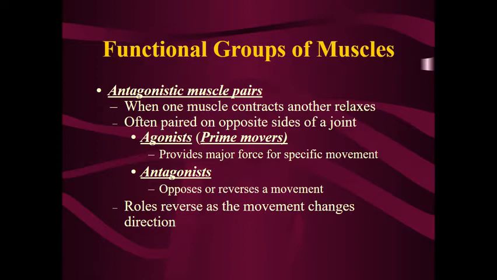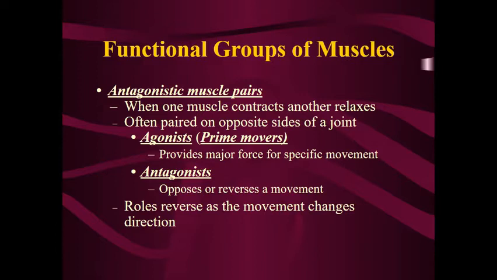The thing about antagonistic muscle pairs is that whatever the agonist and antagonist are, the roles can reverse as the movement changes direction. So if we think about bending our elbow, when we bend our elbow, the agonist is the bicep, and the antagonist would be the tricep. And that's because the bicep is providing the major force for bending at the elbow, and the tricep would be able to oppose or reverse that.